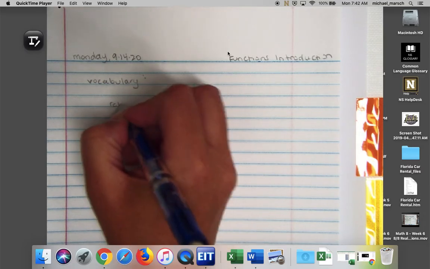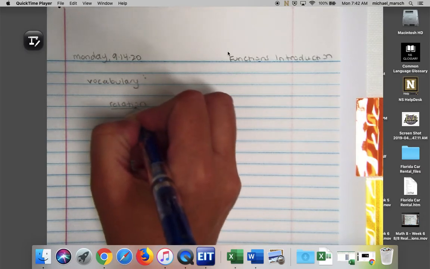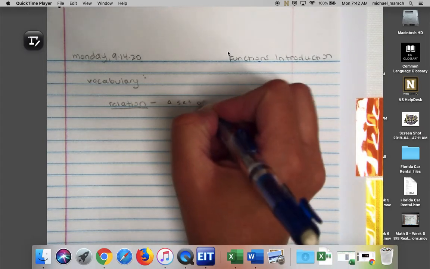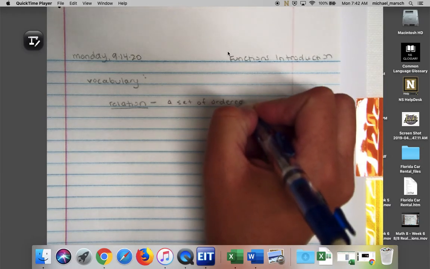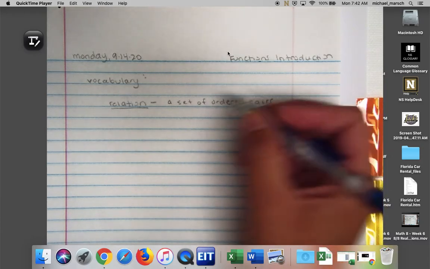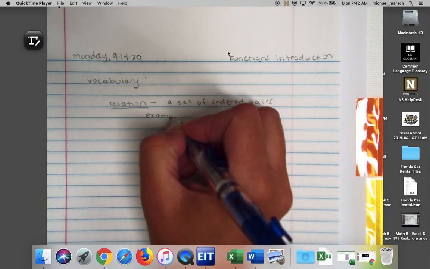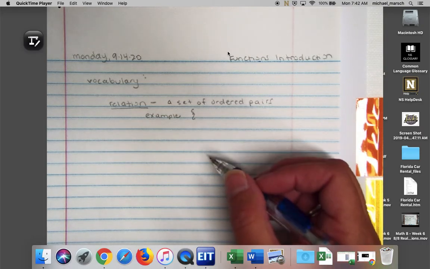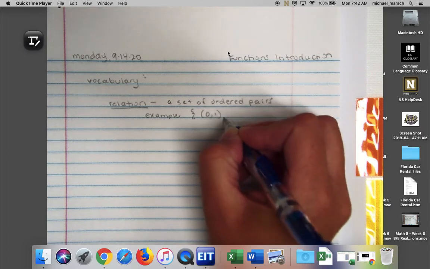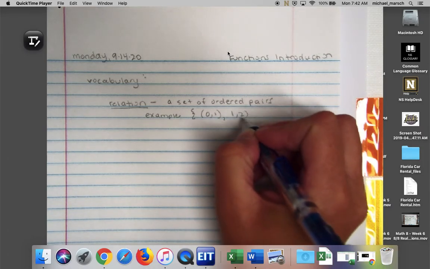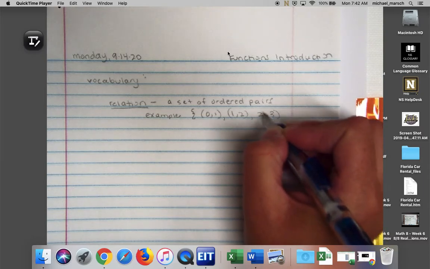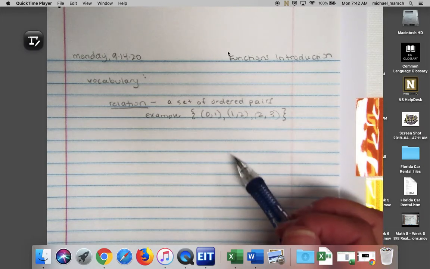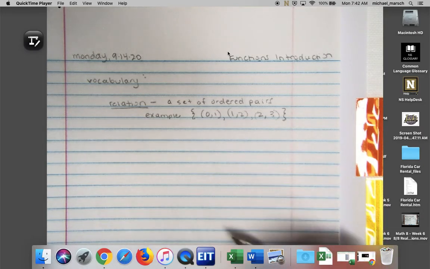Our first vocabulary word is relation. Okay, and a relation is a set of ordered pairs. So an example is this fancy bracket, right? Just do the best you can. Those are kind of hard to draw. And then we're just going to do some ordered pairs here, 0, 1, 1, 2, 2, 3, and then you close it with a fancy bracket. So this says that we are talking about all of these ordered pairs together as one set, right?